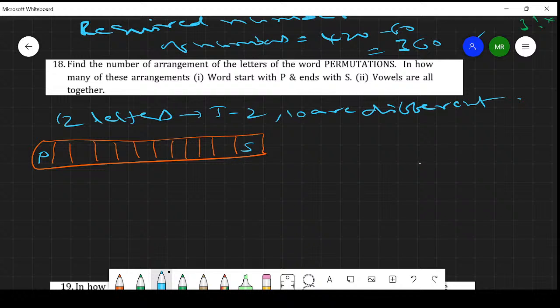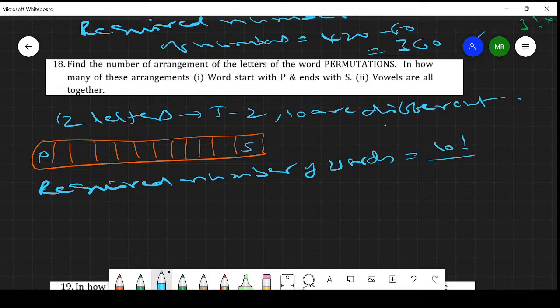So we can write now. The required number of words is equal to 10 factorial by, only T repeats twice, so by 2 factorial. This will be our answer, 10 factorial by 2 factorial. You can simplify this one. 10 factorial by 2 factorial is our answer. That is the required number of ways.